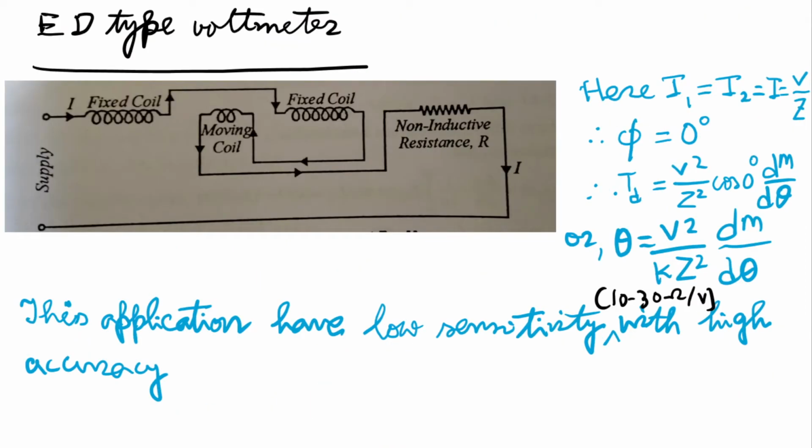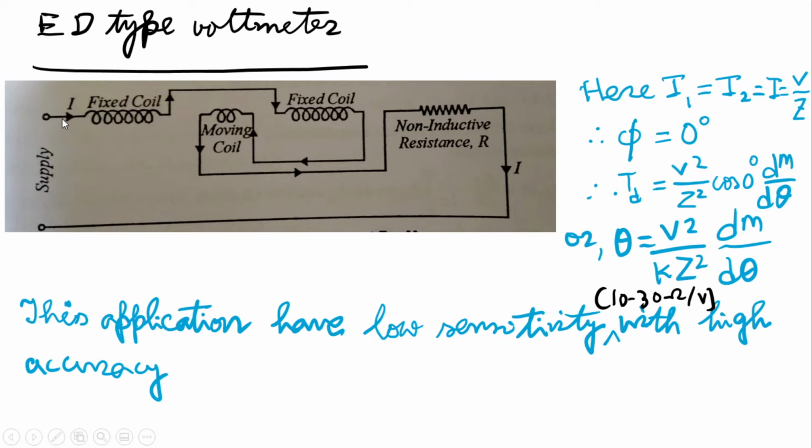Next is the electrodynamometer type voltmeter. Here you can see the connection. These are the fixed coils. Again they are connected in series, and the moving coil is connected in between them to eliminate the undesirable mutual inductance effect, and the whole assembly is connected through a highly non-inductive resistance R.